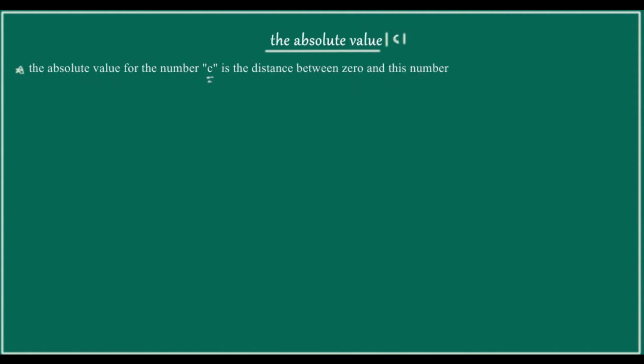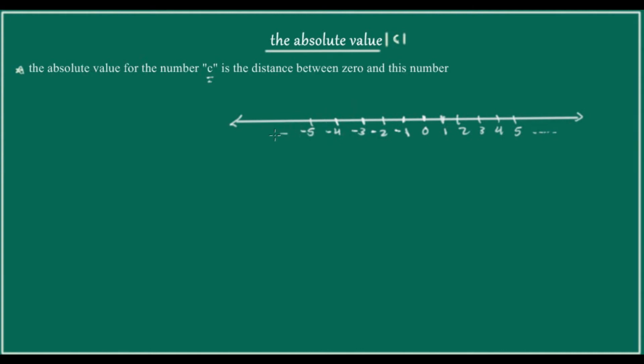So let's understand that on the number line. Let's draw a number line here to understand that clearly. Here we have a number line like that. As we know before, in the center of our number line we have 0, and here we have 1, 2, 3, 4, 5 and so on. And on the other side we have -1, -2, -3, -4, -5 and so on.